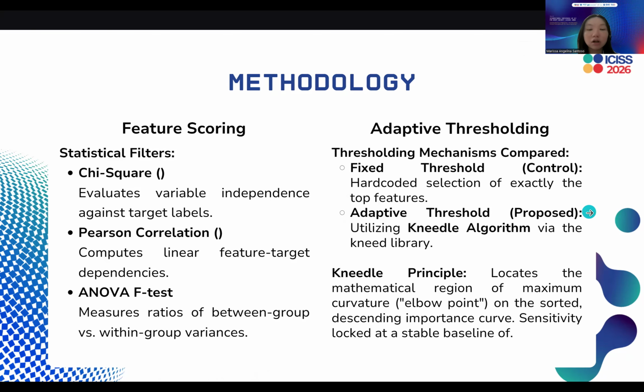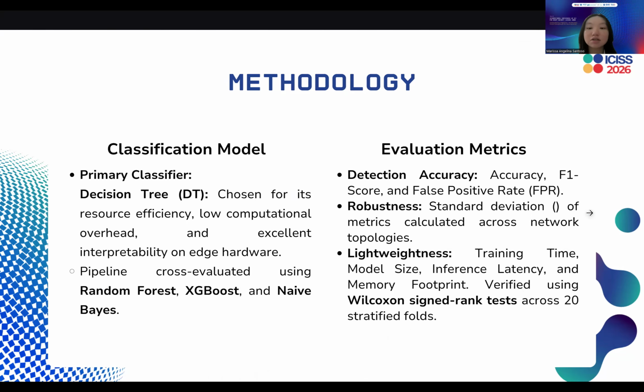For the classification model, our primary classifier is decision tree, chosen for its resource efficiency, low computational overhead, and excellent interpretability on edge hardware. The pipeline was also cross-evaluated using random forest, XGBoost, and also naive Bayes.